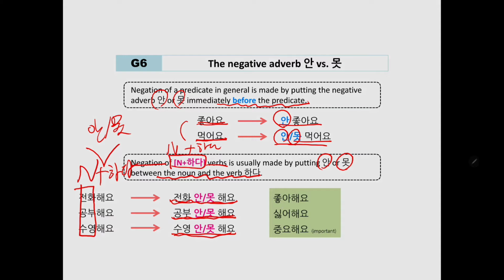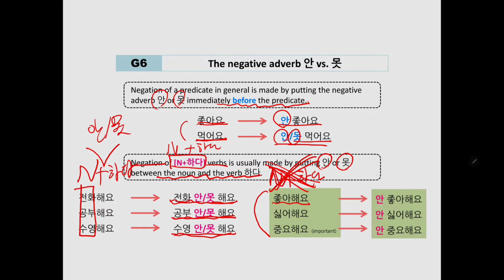But be careful. Look at these predicates. These predicates are not made by this format, okay? This is not formed by putting noun plus 하다. So you just have to put 안 in front of the whole predicate, okay? 좋아해요 means I like it. 안 좋아해요, I don't like it. 싫어해요, you hate it. 안 싫어해요, you don't hate it. 중요해요, it's important. 안 중요해요, it's not important.